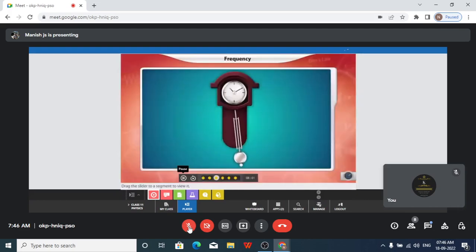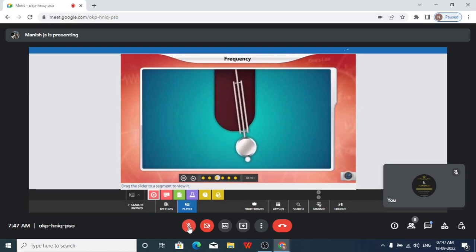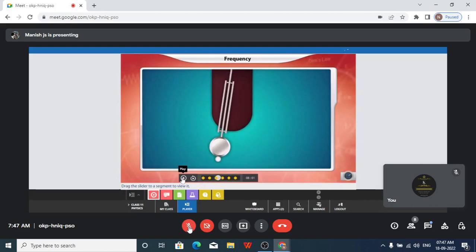Instead of measuring the time taken by the motion to repeat itself, we can also measure the number of times the motion is repeated in a unit time. Instead of looking at the time period for each and every motion that is being repeated, it is better to see how many times the motion is repeated in unit time. The number of repetitive motions per unit time is called frequency, or the number of cycles per second is called frequency.